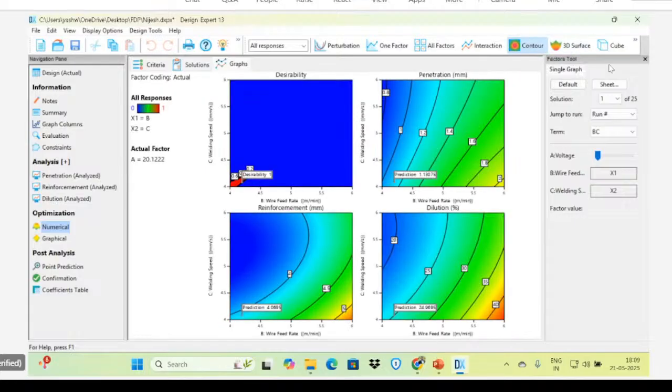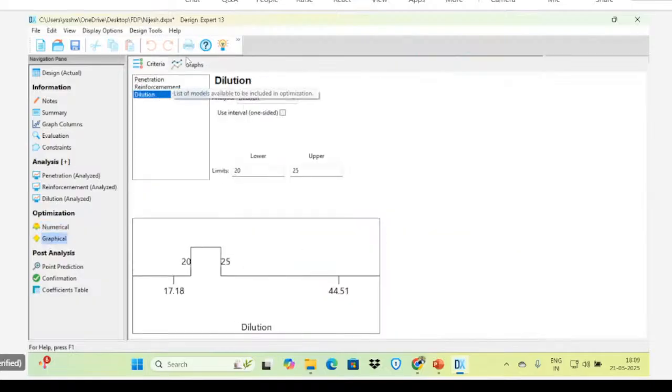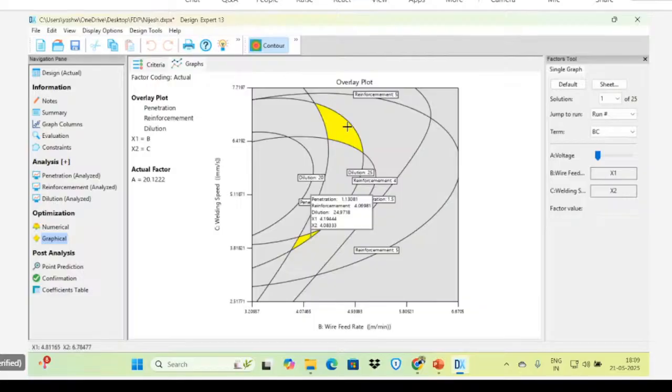Okay. So the same thing is with the optimized parameters. 3D contour graphs are here. Interaction curves are here. You can calculate all the things. You can download and so on. And this is the graphical representation. So this is the 25% dilution, reinforcement 4, and the combination. The penetration is 1.13, 4.06, and 24.97 is the dilution, and this is the graphical representation of wire feed rate and welding speed, so it is the overlay plot. So this is our complete optimization, and then we can go for post analysis.